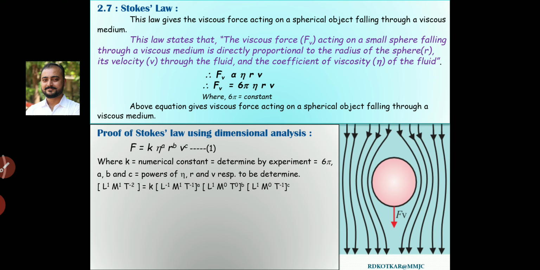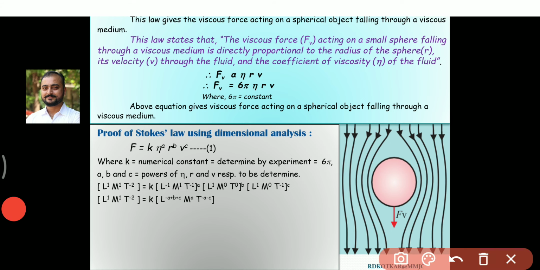So by putting the dimensions of force, eta, radius R and velocity V, all have knowledge about these dimensions, so no need to explain again. The first bracket shows the dimension of force, the second bracket shows the dimensions of eta raised to A, then dimensions of R raised to B and dimensions of V raised to C.